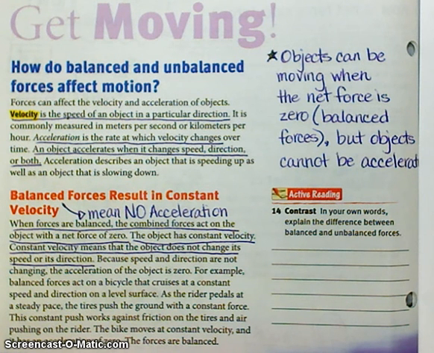It is really, really important that you understand that objects can be moving when the net force is 0, meaning objects can be moving when balanced forces are acting on them. It's just that the objects are not accelerating, and it's really important that you understand that. They can be moving, but they're not going to be changing how they're moving. Okay, so make sure you write that down out to the side as well as underlining and highlighting.